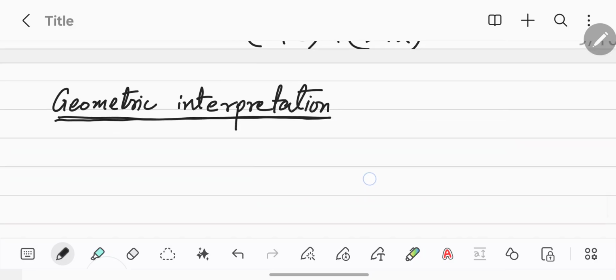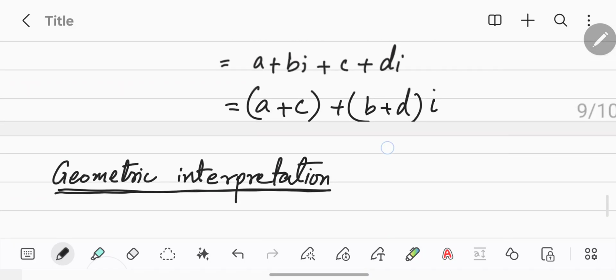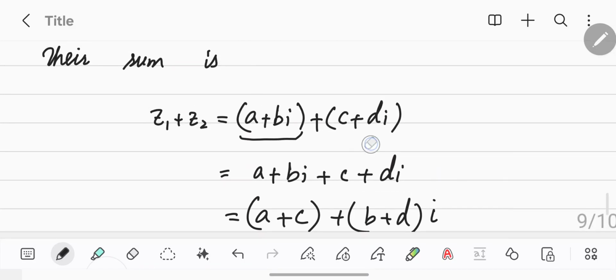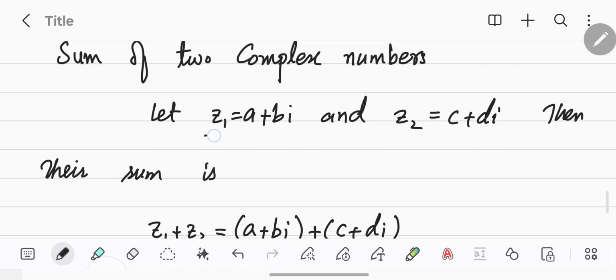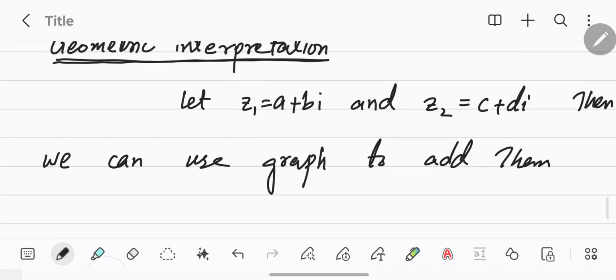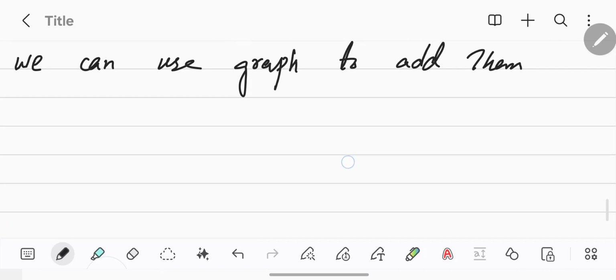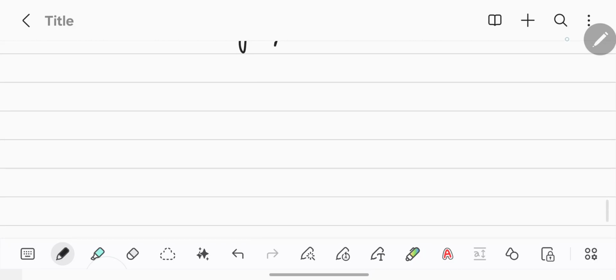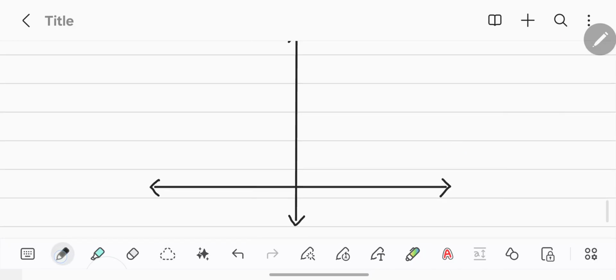Now look at the geometric interpretation of the sum of two complex numbers. We will again assume that we have two complex numbers, z1 and z2. Then we can use a graph to add both of the numbers. Let's look at the graph. First of all, I will write a plus b iota. This means we will represent the point a comma b.